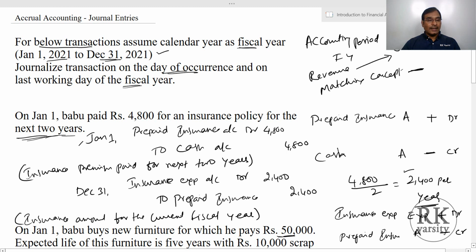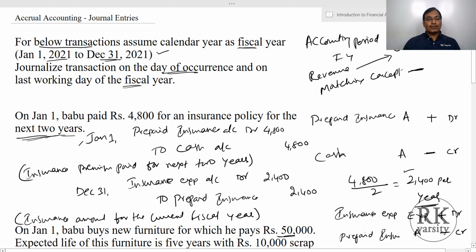And while writing journal entries in accrual accounting, you have to pay attention to the three basic principles of accounting. One is the accounting period, then revenue recognition, and the matching concept. Using these three principles, you have to write. And once you get familiar with these three accounting principles, writing journal entries for accrual accounting is very easy. I hope this lecture will help you understand how to journalize transactions in accrual accounting.